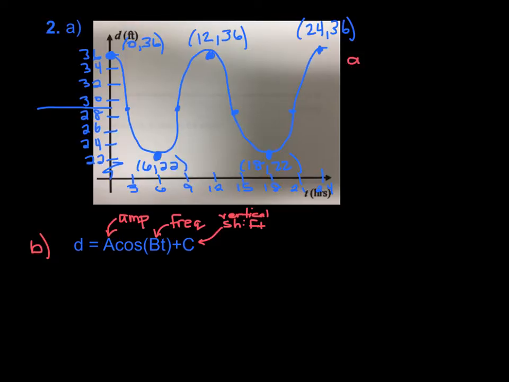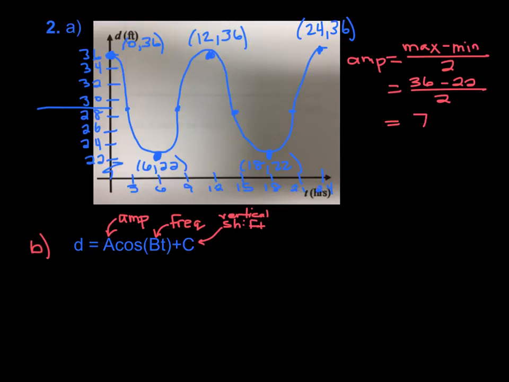So we know the formula to find the amplitude is just max minus min divided by 2. All right, well, the maximum point on this graph is 36, and the minimum is 22. So we'll do 36 minus 22 and divide that by 2. So 36 minus 22 is 14, and 14 divided by 2 is 7. So if we go back to our equation over here, we'll have D equals, we can replace that A with a 7. So far we have 7 cosine.